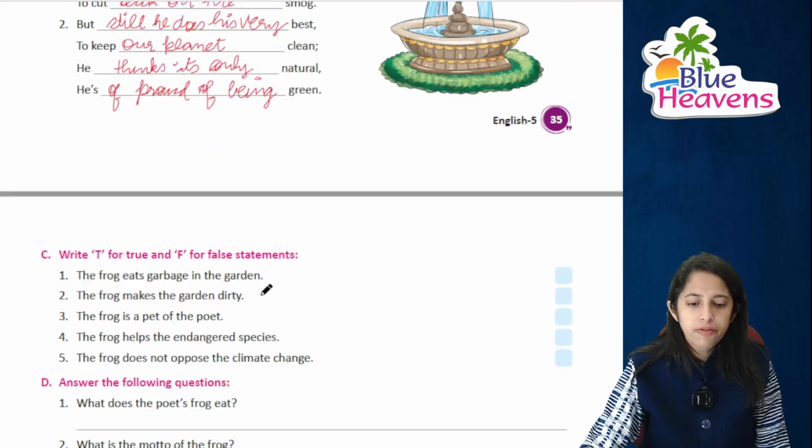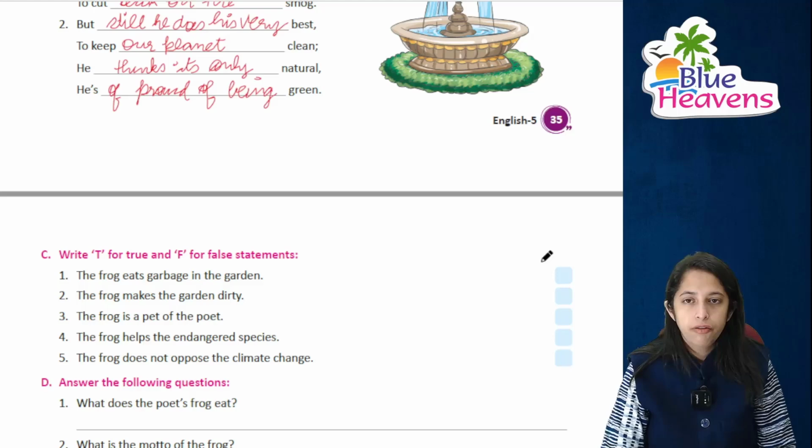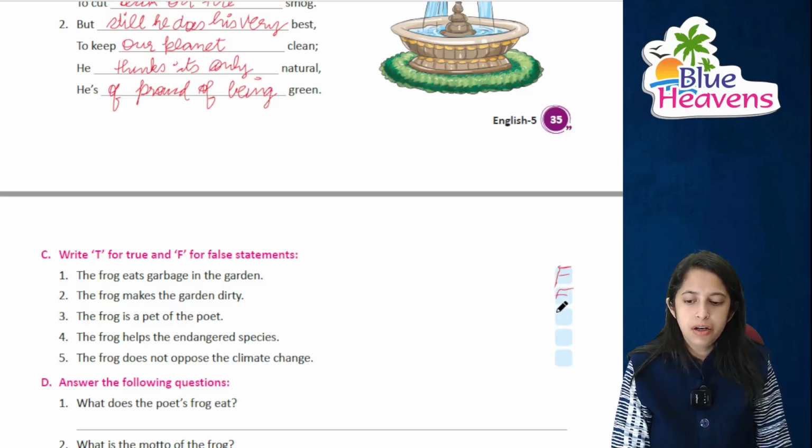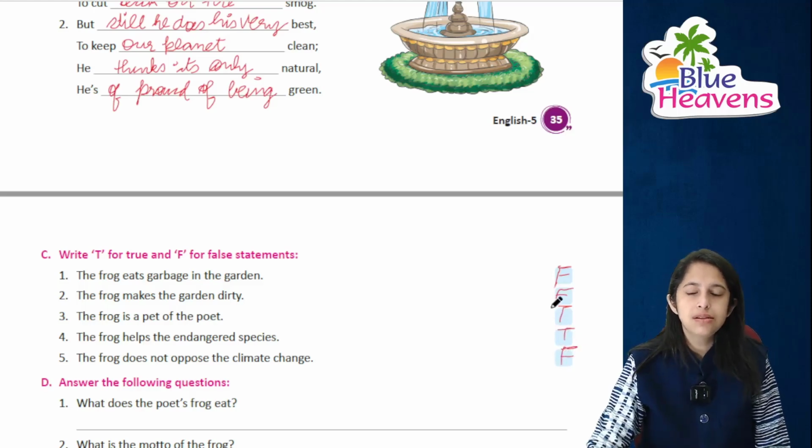Right. Moving further, we have the true and false. The frog eats garbage in the garden. Of course, it's false, right? The frog makes the garden dirty. Again, it's false. The frog is a pet of the poet. It's true. The frog helps the endangered species. Yes. The frog does not oppose the climate change. It's again false. Moving on to the answer the following question.